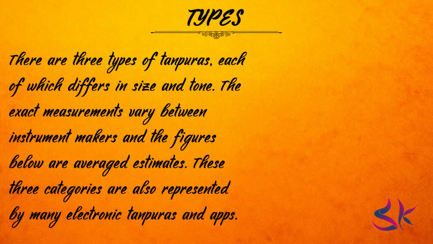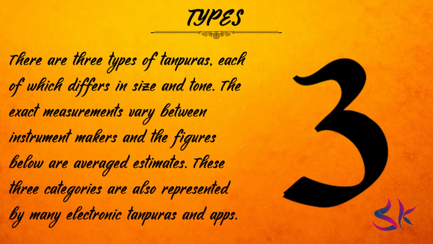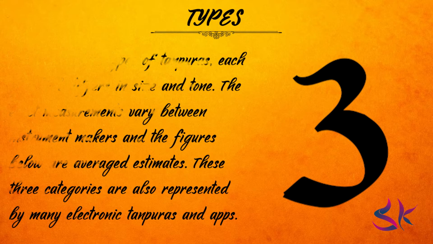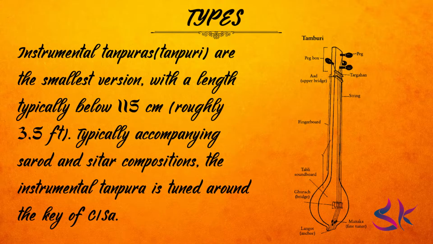There are 3 types of Tanpuras, each of which differs in size and tone. The exact measurements vary between instrument makers and the figures below are average estimates. These 3 categories are also represented by many electronic Tanpuras and apps. At first, we have the instrumental Tanpura, also well known as Tanpuri. It is the smallest version with the length typically below 115 cm, roughly 3.5 feet.